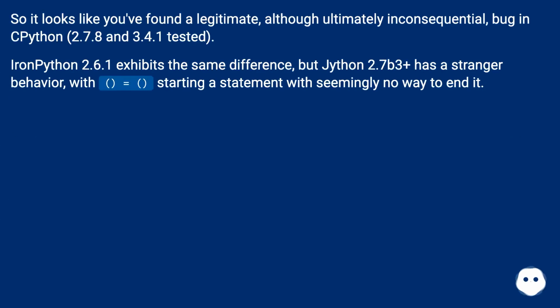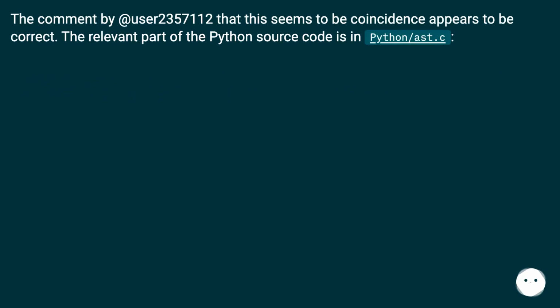So it looks like you found a legitimate, although ultimately inconsequential, bug in Python 2.7.8 and 3.4.1 tested. IronPython 2.6.1 exhibits the same difference, but Jython 2.7b3+ has a stranger behavior, with equals, starting a statement with seemingly no way to end it. The comment by @user2357112 that this seems to be coincidence appears to be correct.